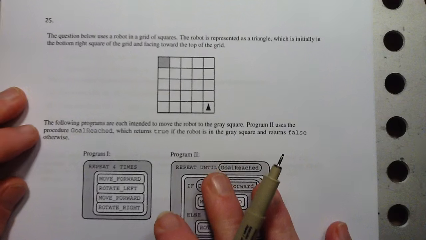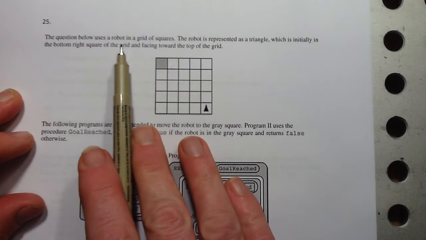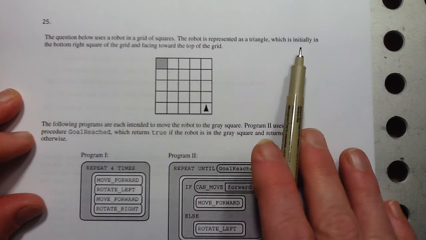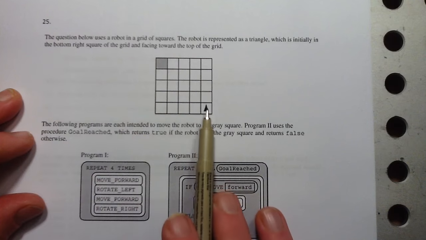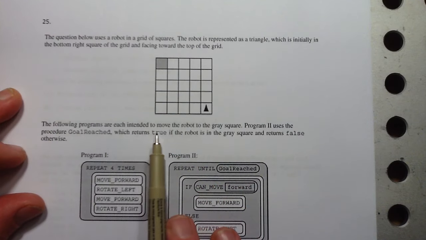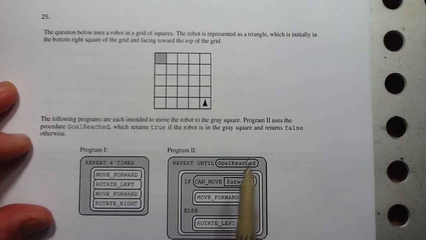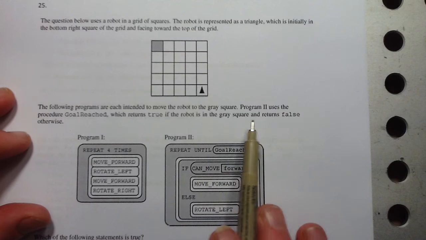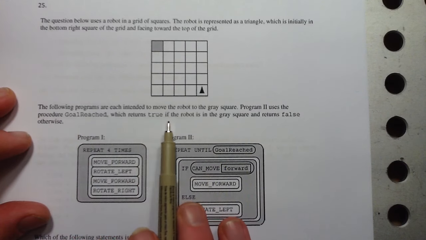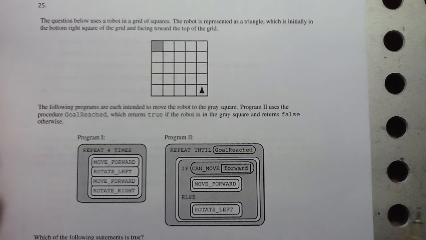Number 25, got another robot question. The question below uses a robot in a grid of squares. The robot is represented as a triangle, which is initially here. The following programs are each intended to move the robot to the gray square. Program 2, here, uses the procedure goal reached, which returns true if the robot is in the gray square and returns false otherwise.